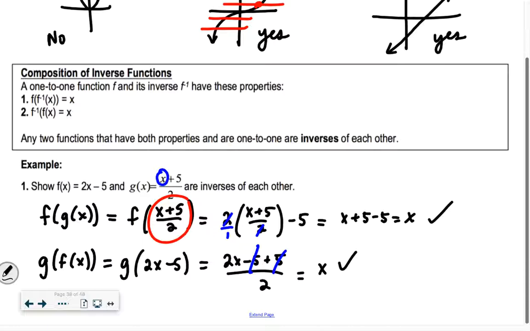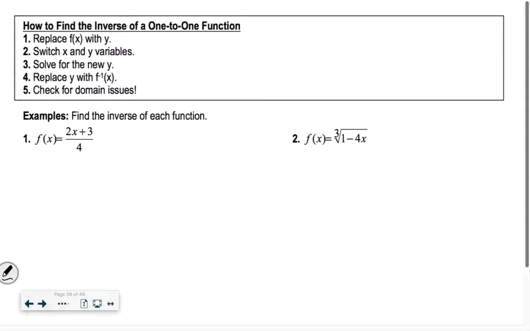All right, so you've shown that they are inverses of each other. So if I ask you to show that they're inverses of each other, you can do either one. You don't have to do both. I don't think there's anything where it doesn't work for both. Maybe I should look that up. All right, so next one.